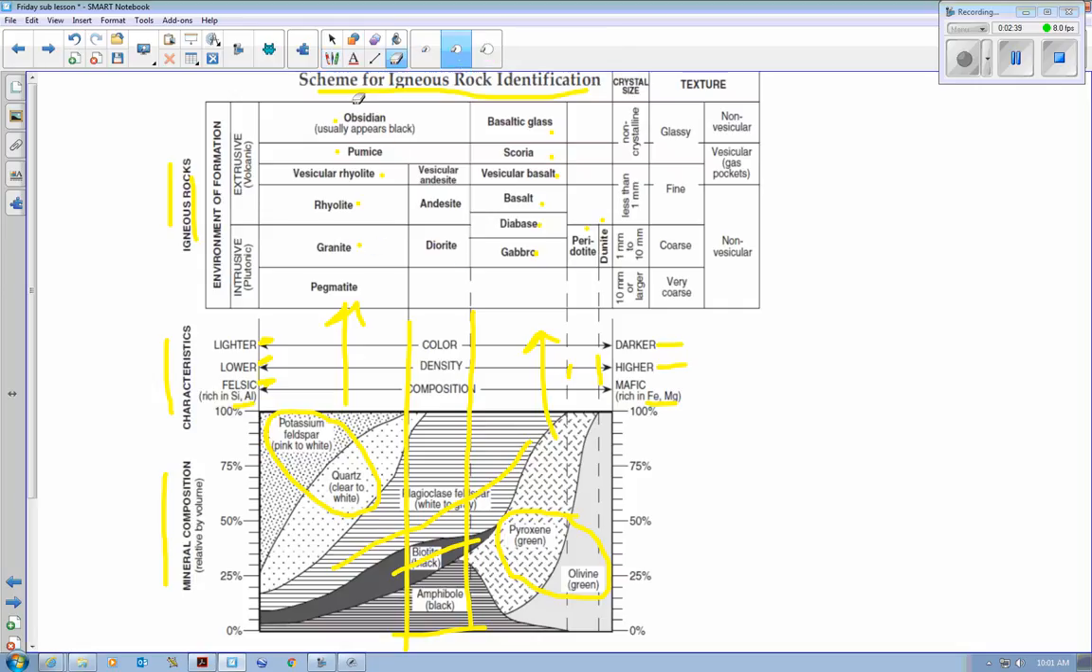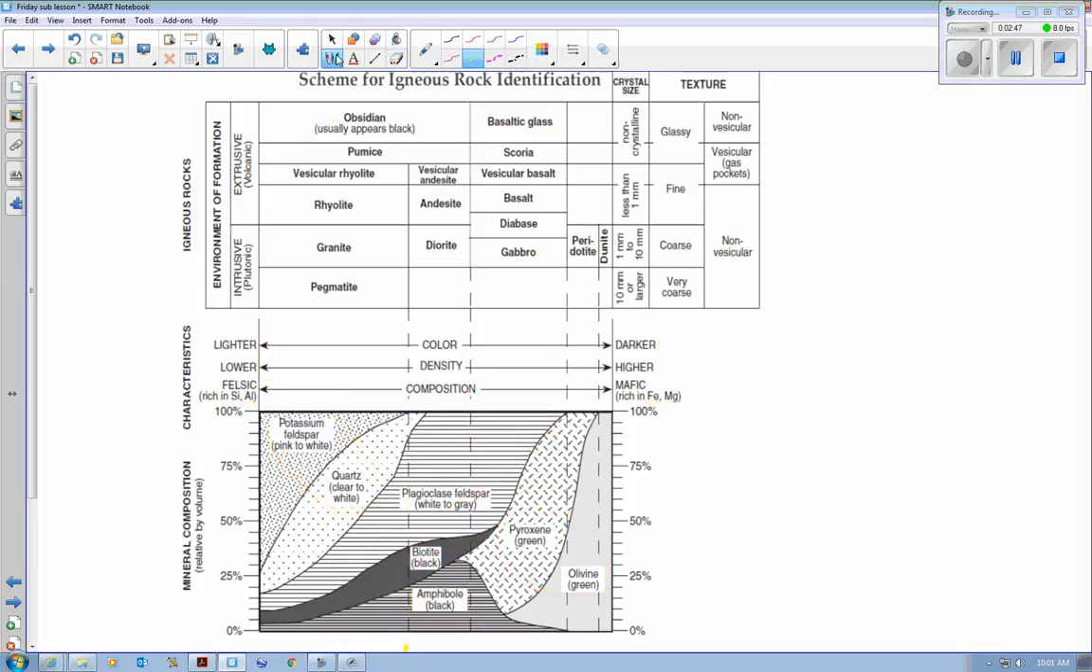Now, the next thing we want to look at, let me clean up this chart just a little bit, is along the top half of the chart, and we're going to zoom in on the environment of formation. So we have intrusive rocks that are sometimes called plutonic, and we have extrusive rocks that are sometimes called volcanic. And if we draw a line right down the middle, then it separates into those two different kinds.